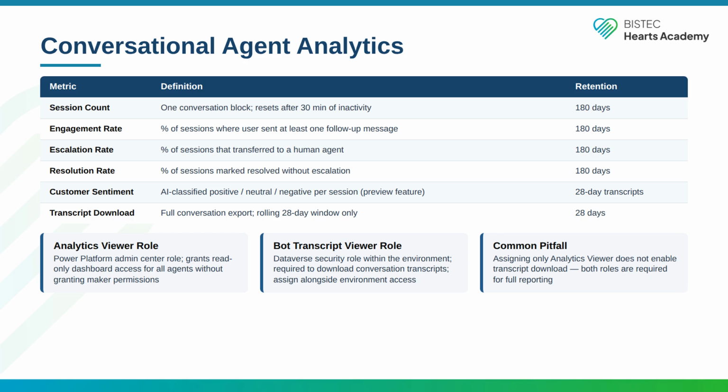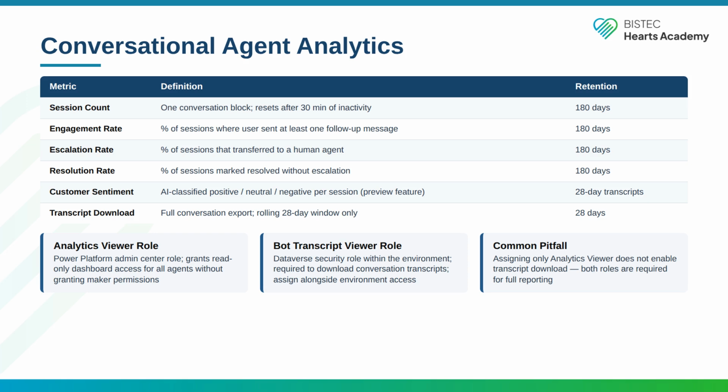A large number of short sessions where users never sent a follow-up message is a quality signal worth investigating. Engagement rate is the percentage of sessions where the user sent at least 1 follow-up message after the agent's first response. Low engagement rate means users are not continuing the conversation, either because the first answer was complete or because the first answer was unsatisfactory. Cross-reference with resolution rate to distinguish the 2 interpretations.